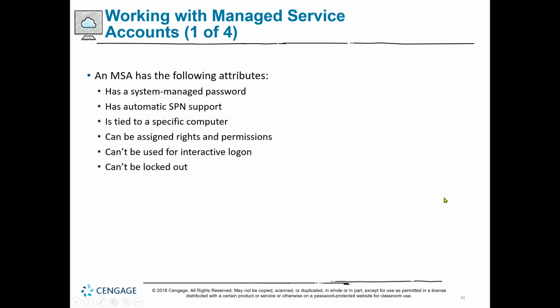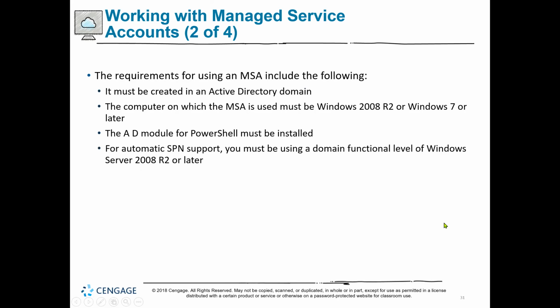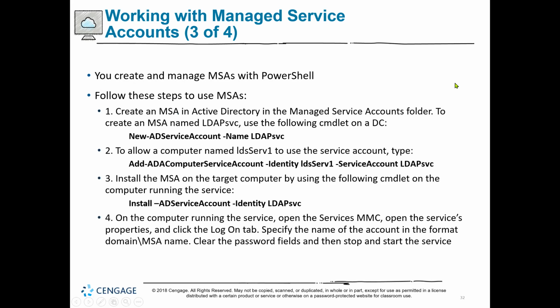Working with managed service accounts, an MSA has the following attributes: has a system managed password, has automatic SPN support, is tied to a specific computer, can be assigned rights and permissions, can't be used for interactive logon, and can't be locked out. Requirements for using an MSA include the following: it must be created in an Active Directory domain. The computer on which the MSA is used must be Windows 2008 R2 or Windows 7 or later. The AD module for PowerShell must be installed. For automatic SPN support, you must be using the domain functional level of Windows Server 2008 R2 or later.